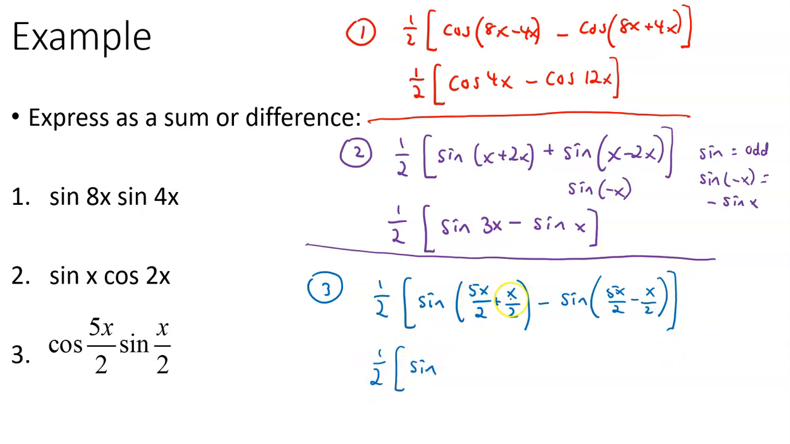sine, well, 5x over 2 plus x over 2 is 6x over 2. 6x over 2 is just 3x. 5x over 2 minus x over 2 is 4x over 2. And 4x over 2 is just 2x. So the sine of 3x minus the sine of 2x. Again, it's tempting. You want to go further. You want to try to combine them, but you can't. One of them is the sine of 3x. One of them is the sine of 2x. And unless you really want to get mired in trig formulas on top of this, at this point, let's just leave it like that as an answer.